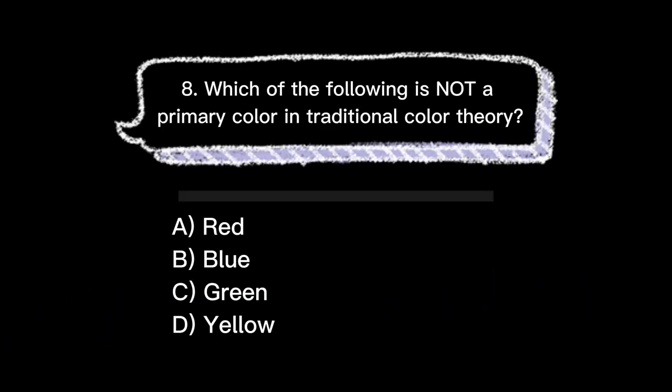Eight, which of the following is not a primary color in traditional color theory? A. Red. B. Blue. C. Green. D. Yellow. In 10 seconds, which do you think is the correct answer?